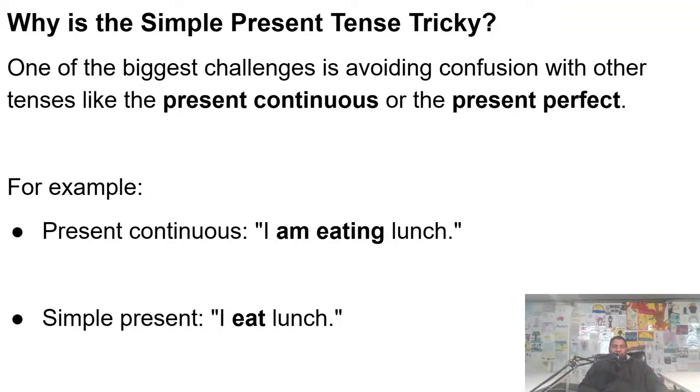What makes the simple present so tricky for English language learners is the present continuous or the present perfect tenses. For example, the present continuous would be I am eating lunch, something that is happening now in the present and is something that will continue to happen. I am eating lunch. It's happening in the present continuous. We can also say present progressive. But the simple present tense, that same statement would be I eat lunch.